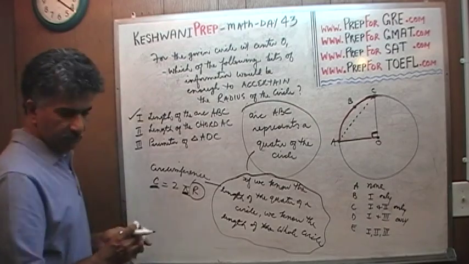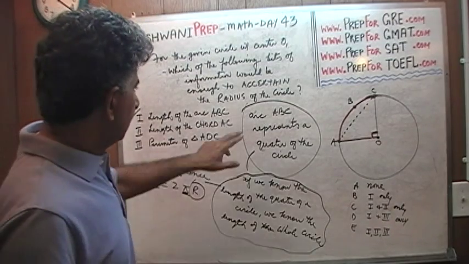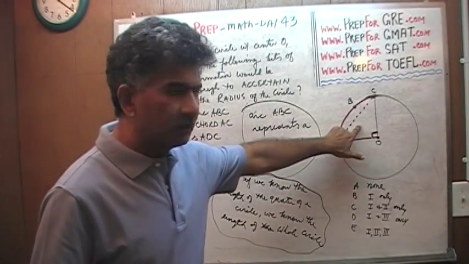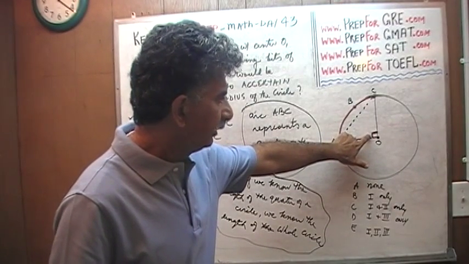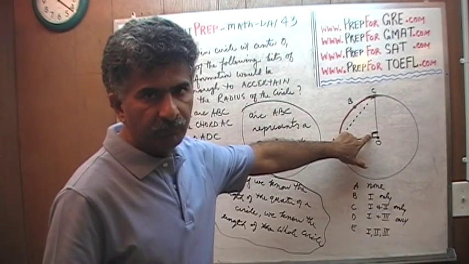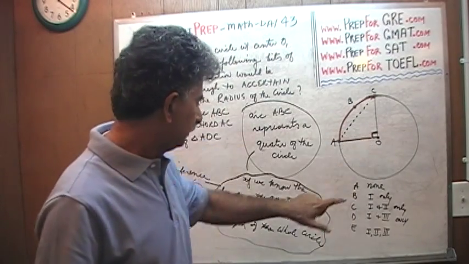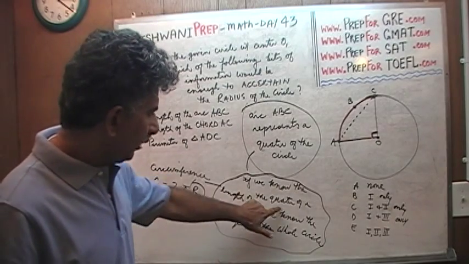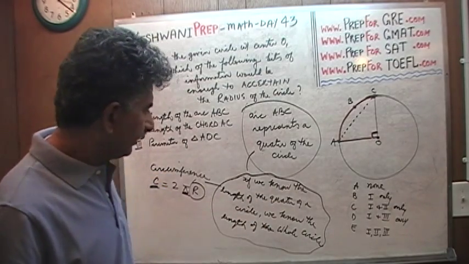One more time before I erase it. The arc ABC represents a quarter of the circle. As you can clearly see, it represents a quarter of the circle because we are told that this is 90 degrees. 90 times 4 is 360, so this is a quarter of a circle. Well, if we know the length of the quarter of a circle, we know the length of the whole circle.